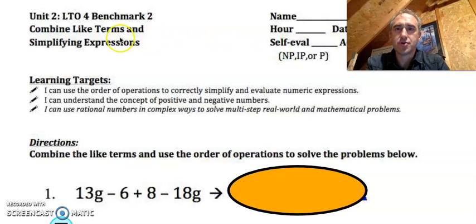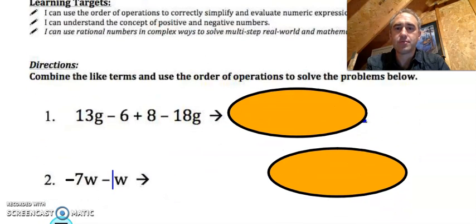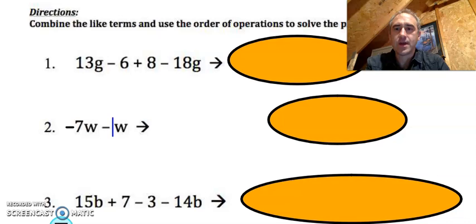This is benchmark 2.2, combining like terms. We're going to combine like terms and then simplify. Remember, when we combine like terms we can only put things that are alike together. We're going to start with number 2.